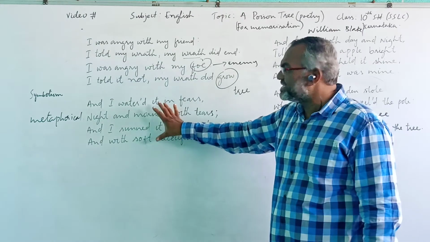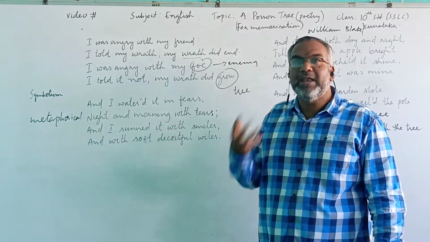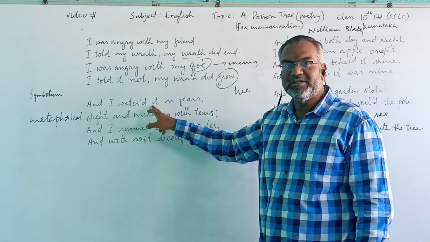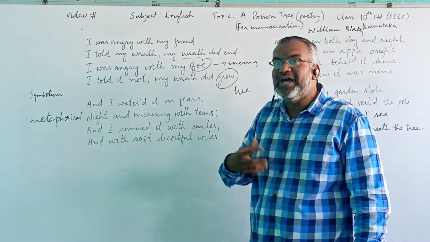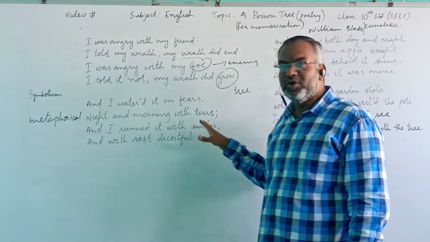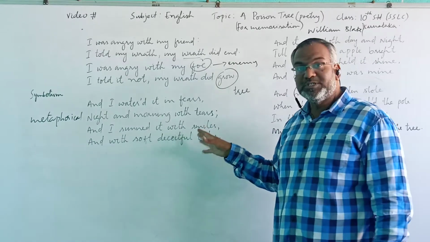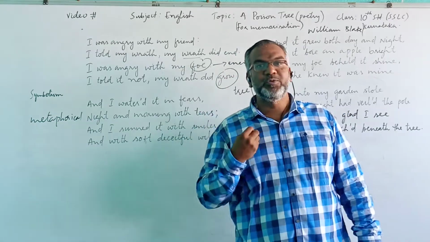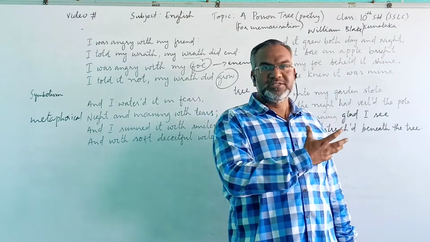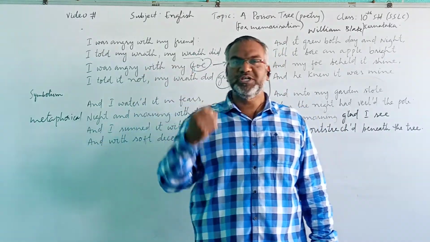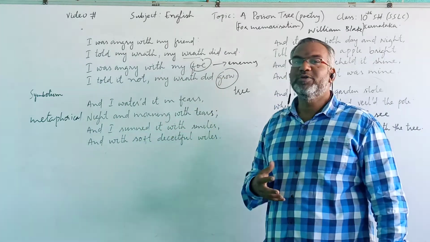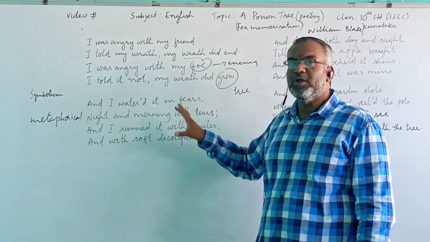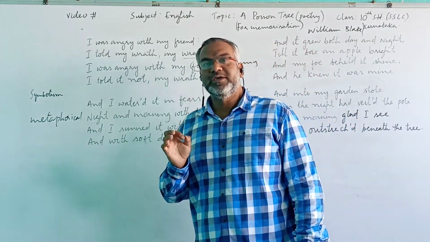The second stanza tells us how the speaker helped his anger grow. "And I watered it in fear." It refers to the anger. He watered the anger, means he allowed the anger to grow, "and night and morning with tears. I served it with smiles." That means he gave heat and light, just like when the sun gives heat and light to a tree, it grows. In the same way here, the speaker allowed his anger to grow in this manner. So the second stanza is all about how the speaker helped his anger grow.